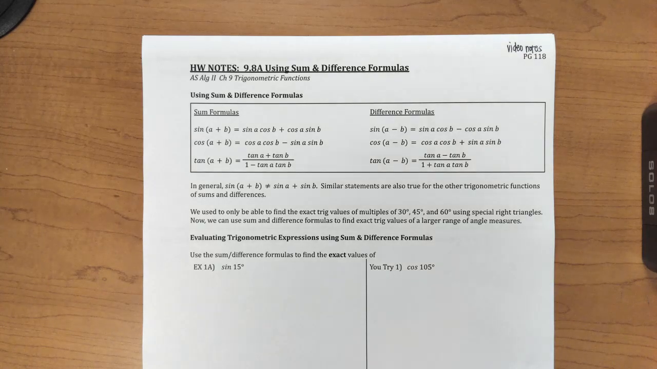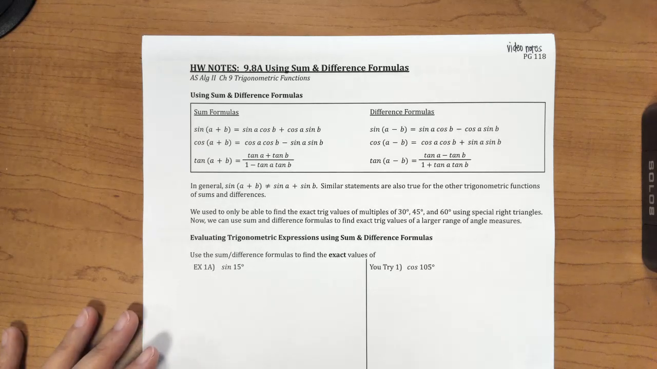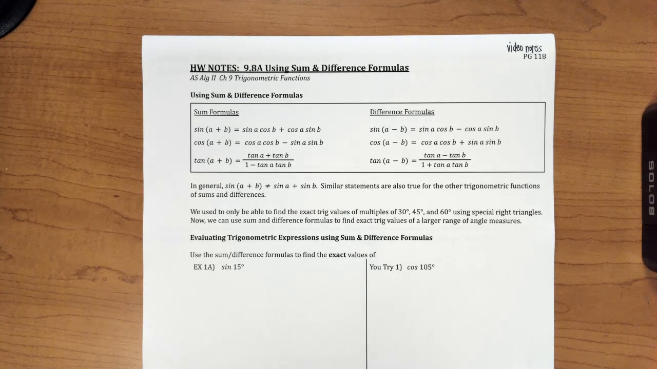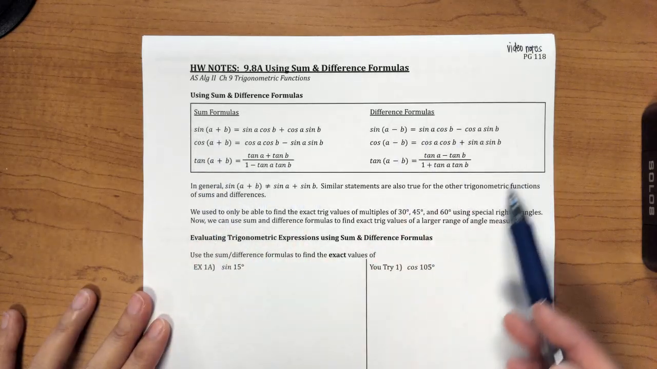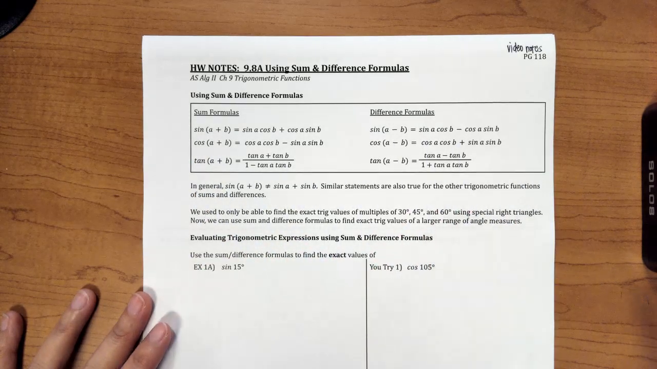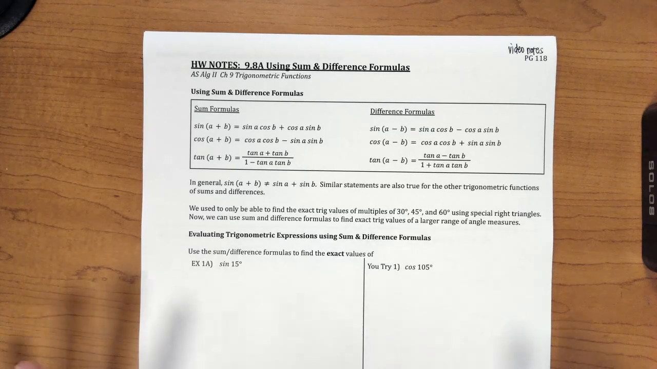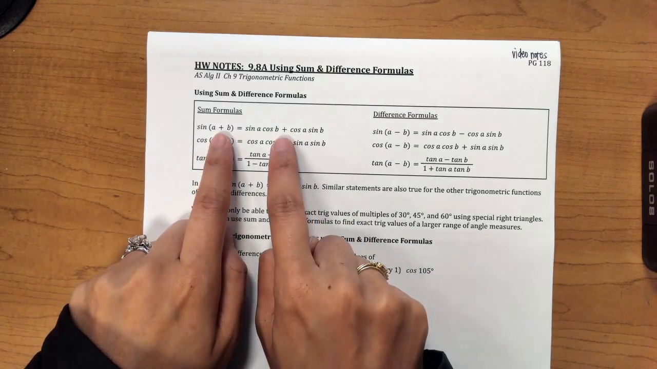Hi guys, today's notes are on 9.8a and we're going to be using the sum and difference formulas today to evaluate different trig expressions that are not 45, 45, 90 or 30, 60, 90 triangles anymore. So first off, notice that the sum and difference formulas are up here, and I want you to be really careful as you're looking at these because there are some tiny differences.